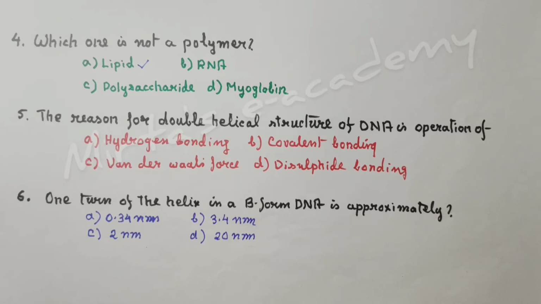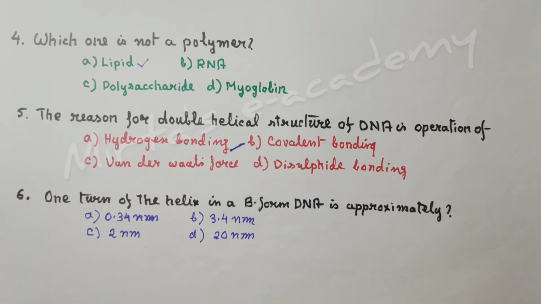The reason for double helical structure of DNA is operation of hydrogen bonding, covalent bonding, van der Waals force or disulfide bonding. Covalent bonding, we know phosphodiester bonding, that is in the backbone chain of DNA. And in between purine and pyrimidine there is hydrogen bonding. So the answer is A.